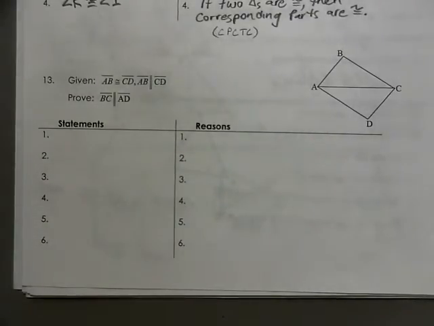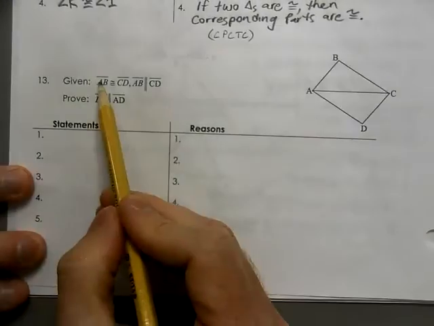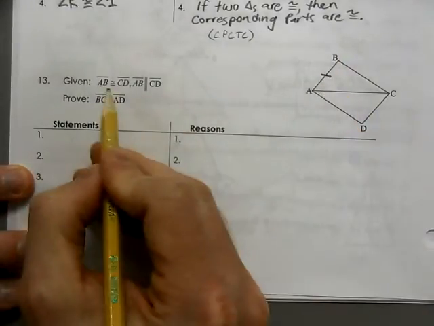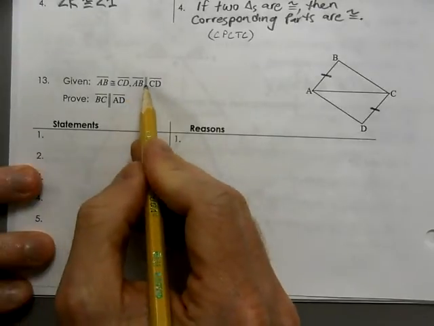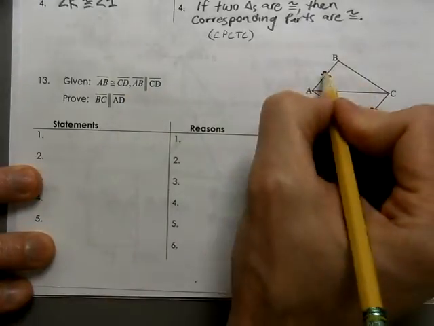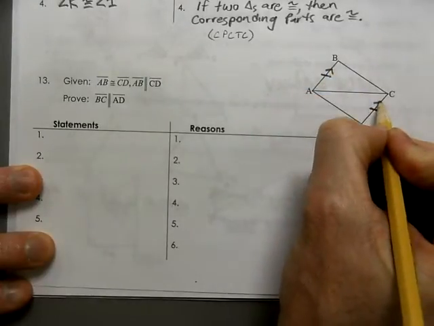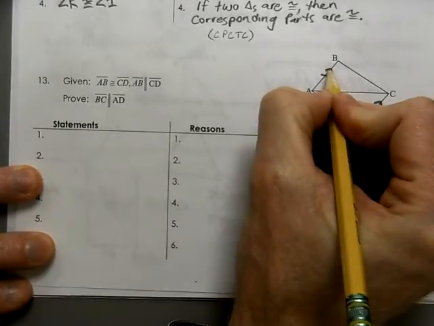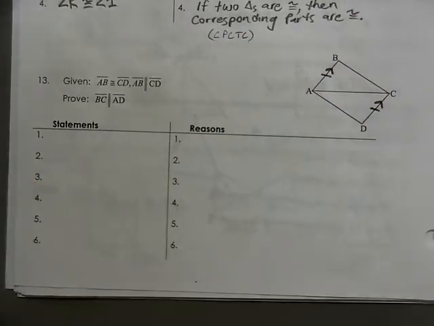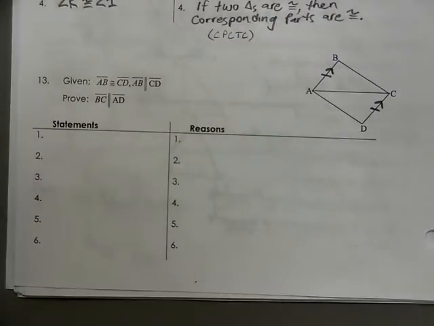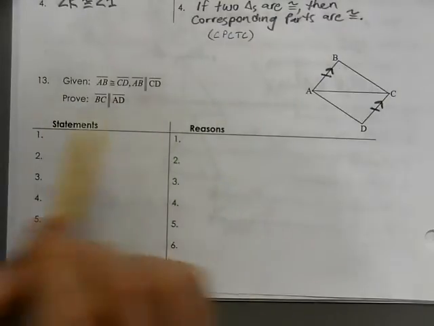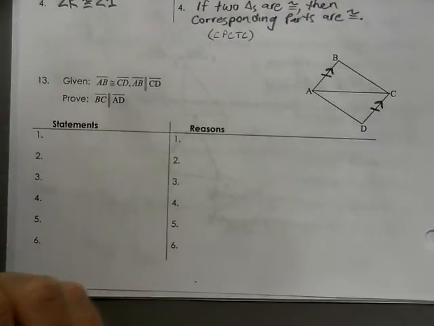Last proof. Here we have AB is congruent to CD. We also know that AB is parallel to CD. Just because it's parallel does not make it congruent, and just because it's congruent doesn't make it parallel. So they had to state them both. Now what we're going to do here is show that the opposite sides have to be parallel also. This is actually a property that we'll learn about in quadrilaterals.